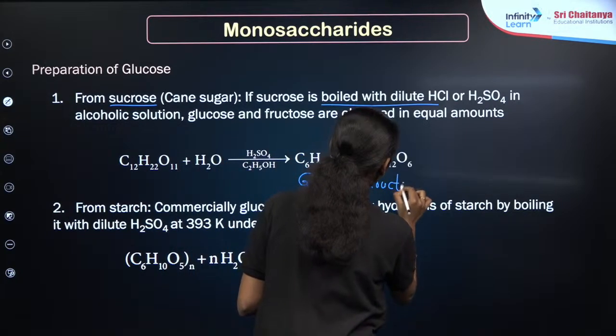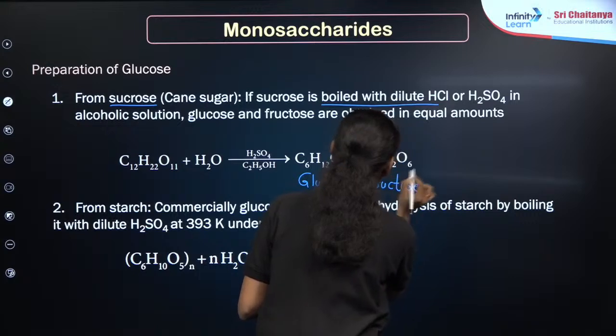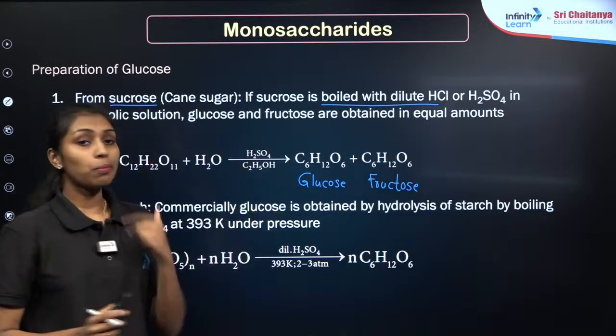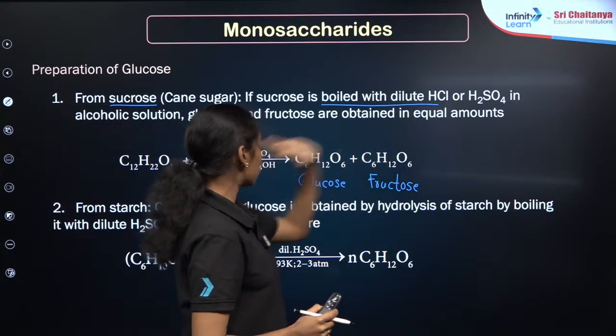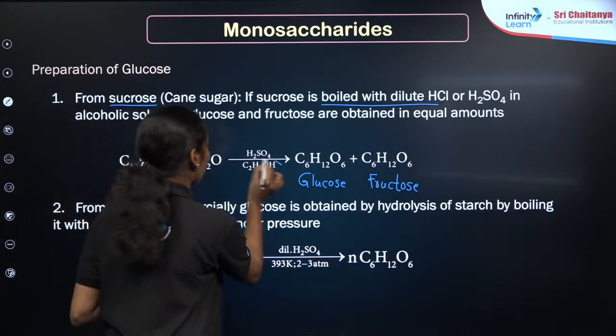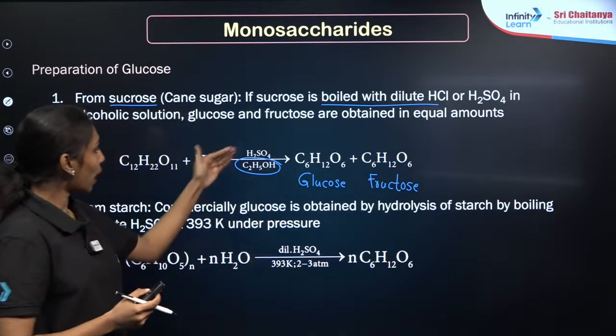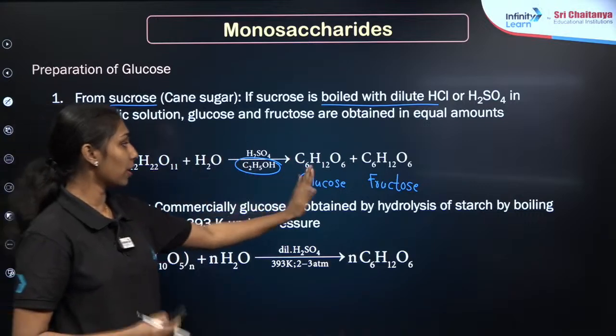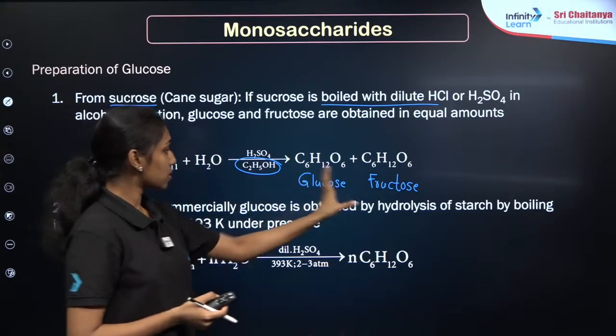So the first method to prepare glucose is that sucrose is boiled with dilute HCl or H2SO4, any of the acids, in an alcoholic solution. We are using ethanol here. The ethanolic solution of acid is used here. So we get glucose as well as fructose as the products.